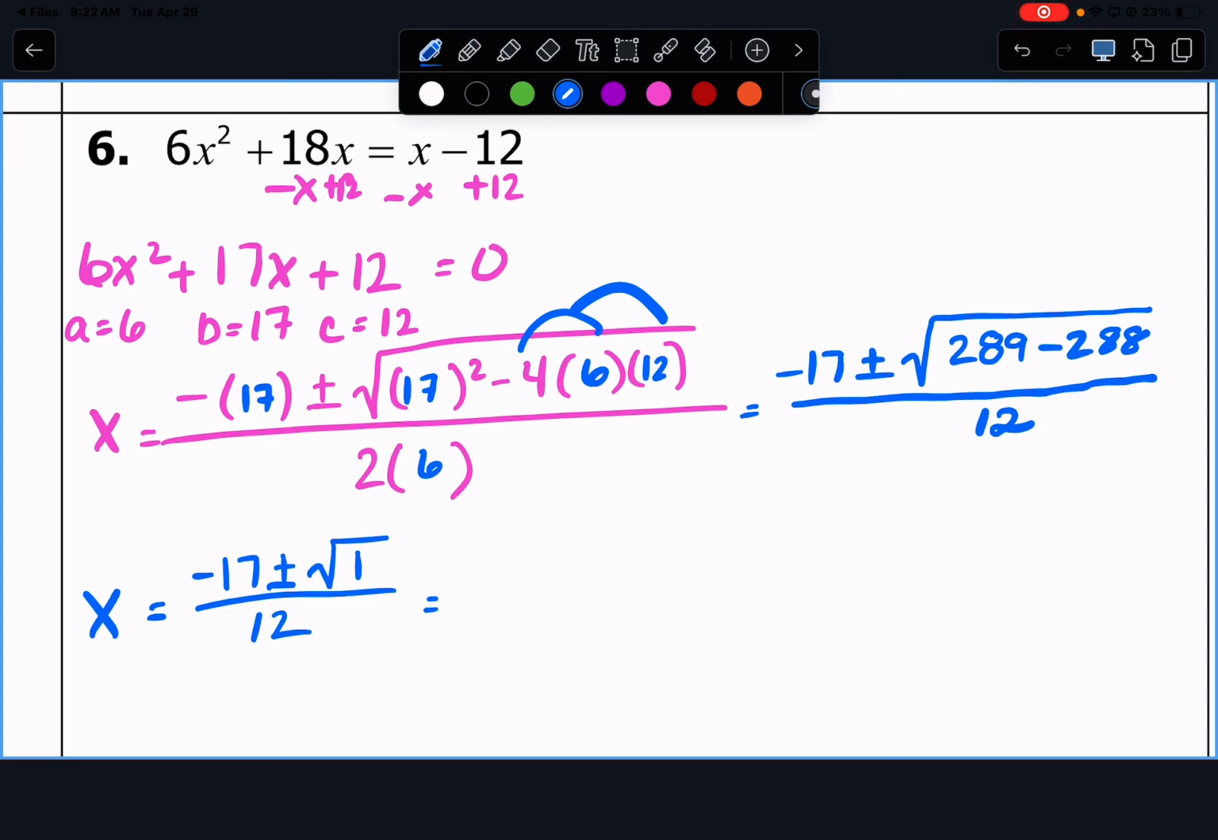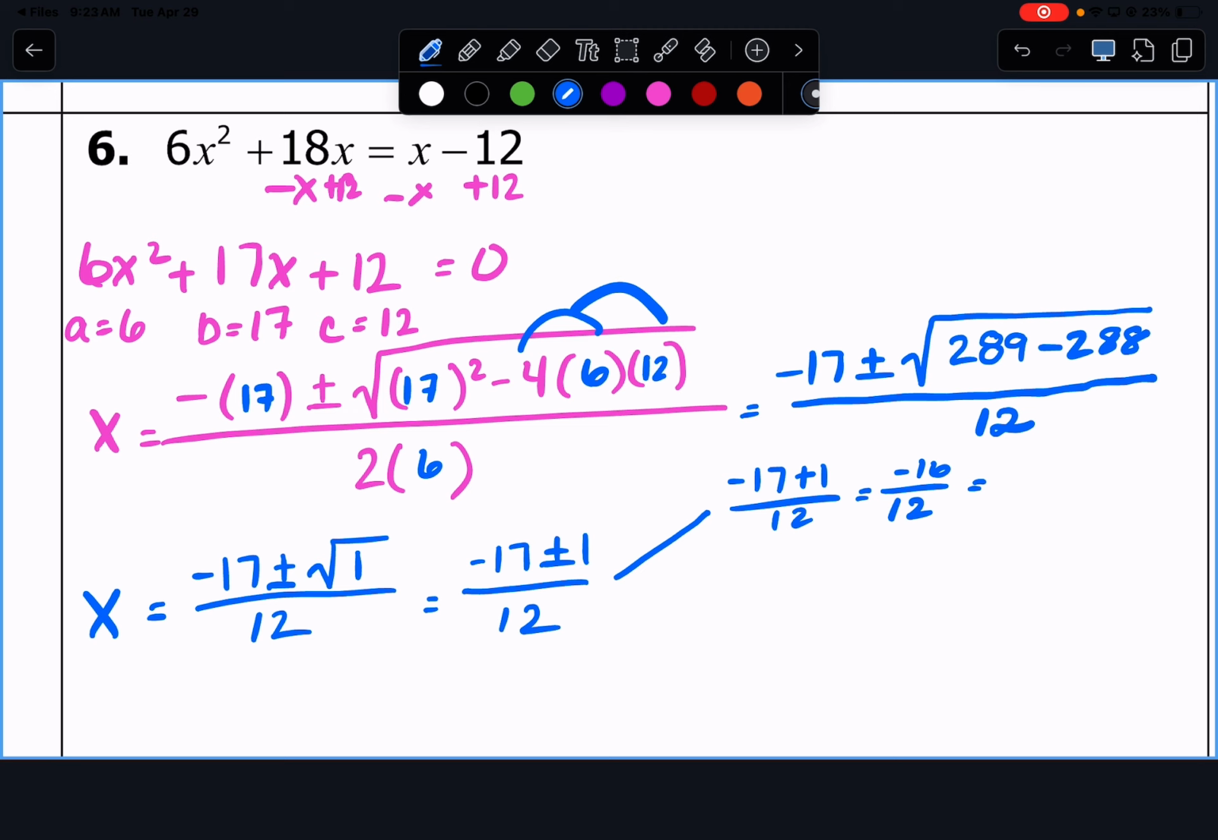What is the square root of 1? So we get negative 17 plus or minus 1 divided by 12. Then we do both cases. What is negative 17 plus 1? Negative 16. Yep. So can we simplify negative 16 over 12?